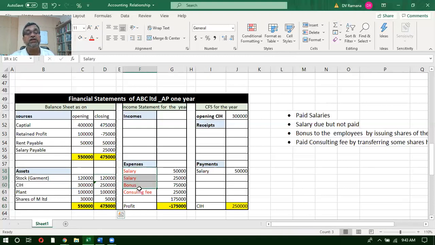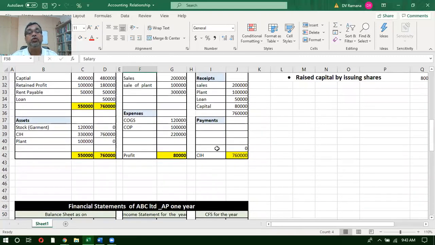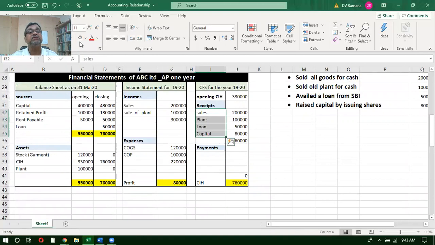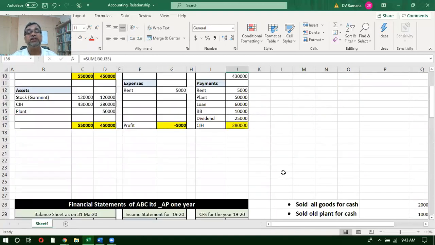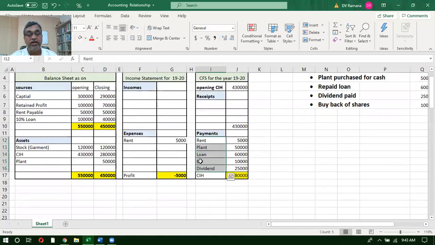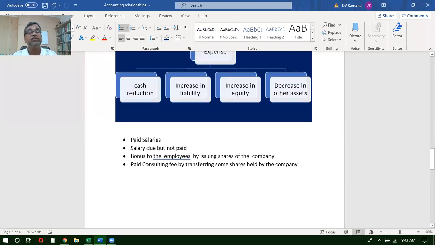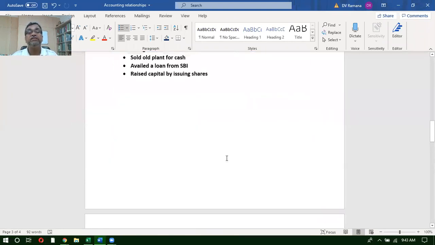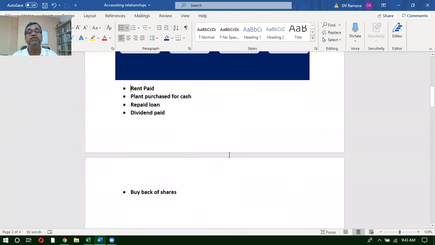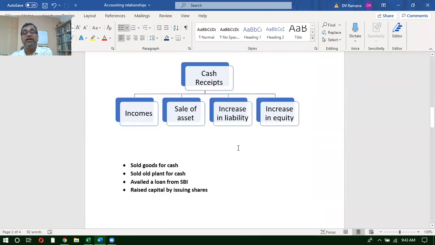But the focus here is the expenses. The focus earlier was on the receipts, and before that the focus was on the payments, okay? So the objective was to show the relationship between various items, that is the cash receipts, cash payments, and expenses.